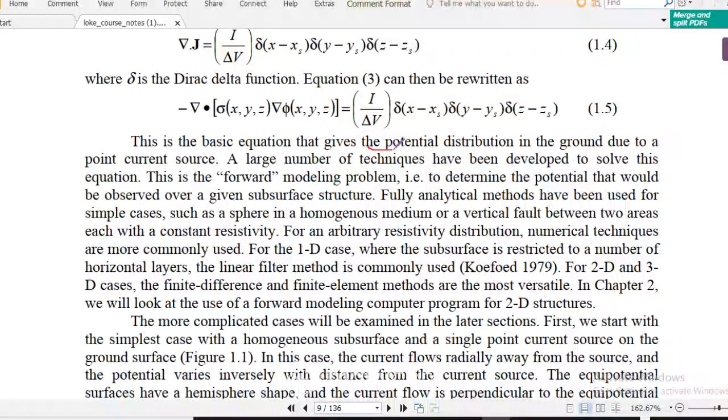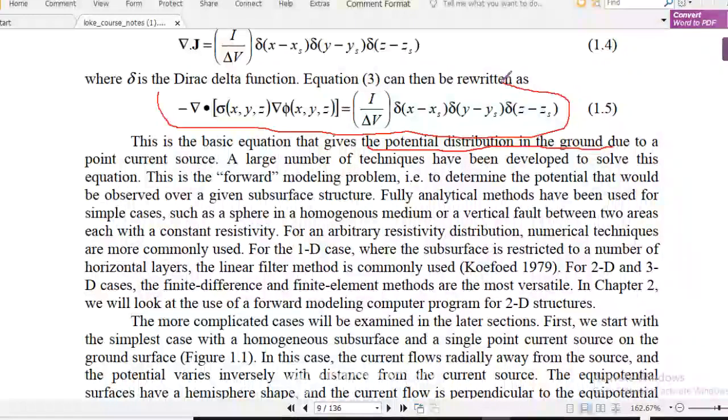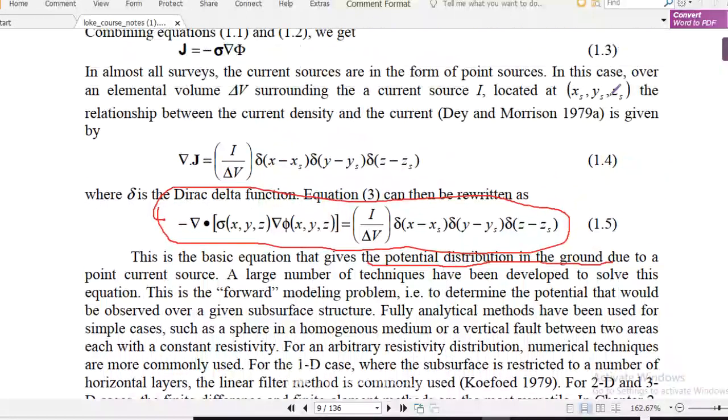Somebody may ask you, how can you calculate the potential distribution in the ground? The answer is by these relations. Day and Morrison give these relations. This is a very important part. Day and Morrison, 1979.